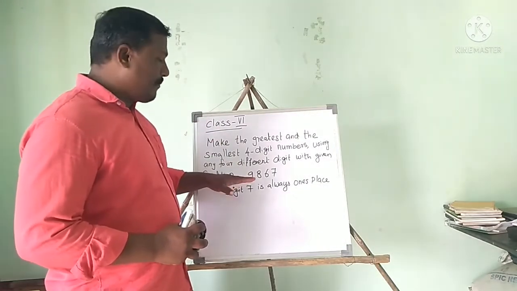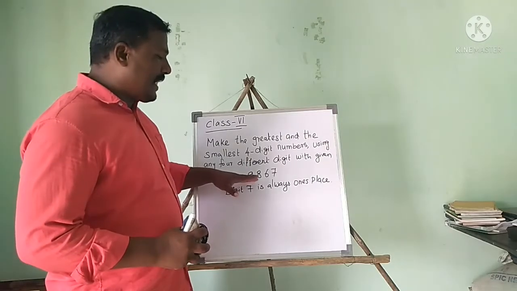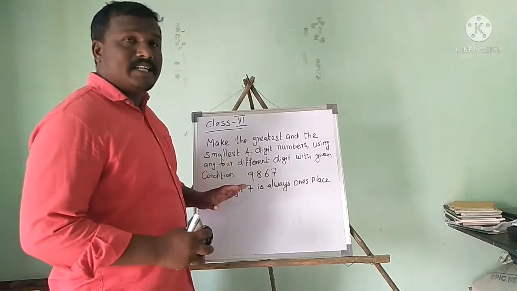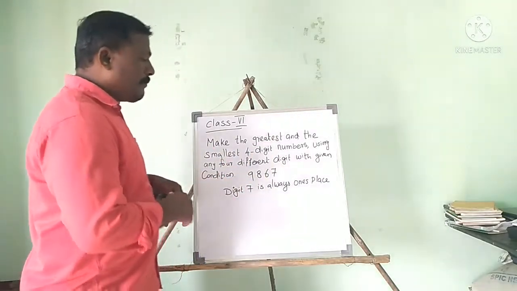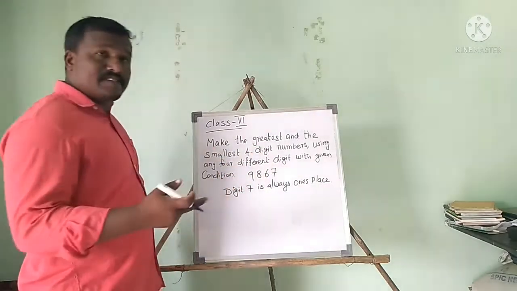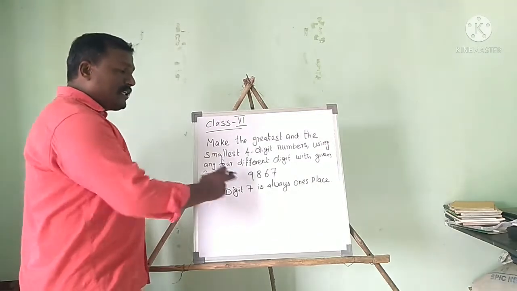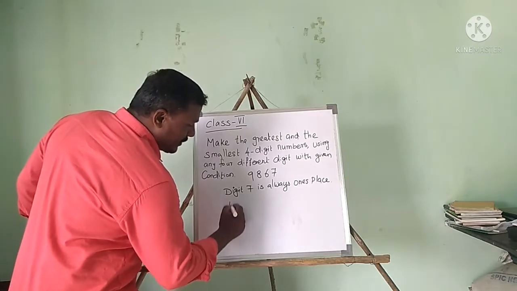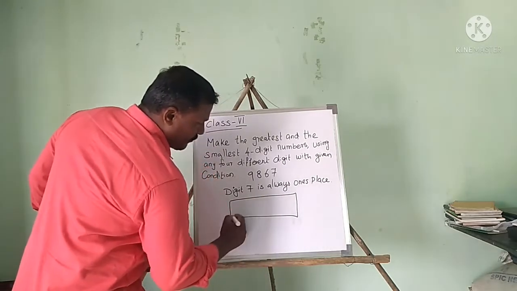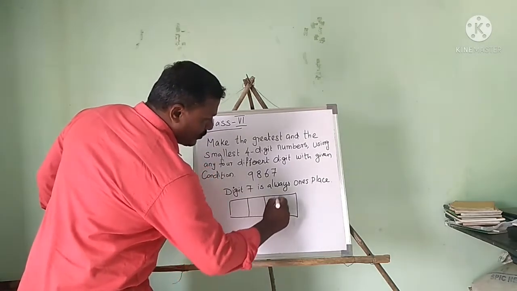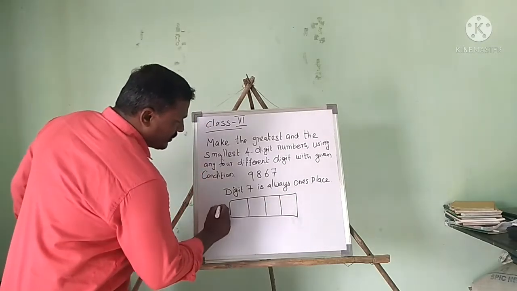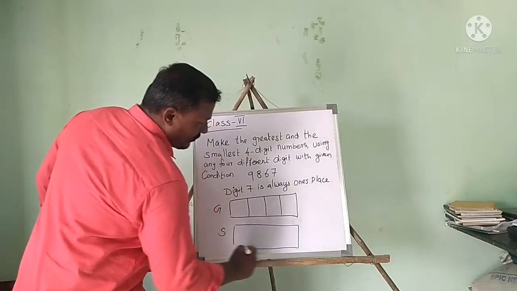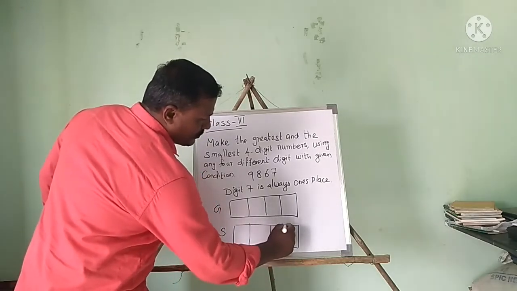I will tell you an example. I will take the number 9867. Okay, the digit 7 is always in the ones place. This is a condition. So I am going to make the greatest 4-digit and smallest 4-digit number using this condition. So I will make a table of 4 boxes: 1, 2, 3 and 4. This is the greatest number and then the smallest number, 1, 2, 3 and 4.